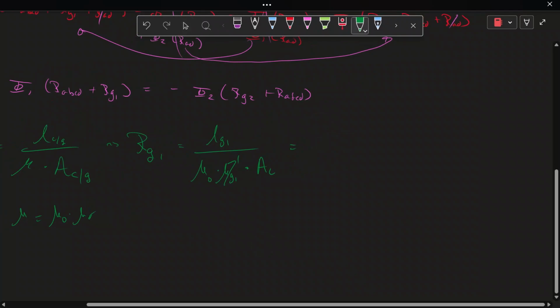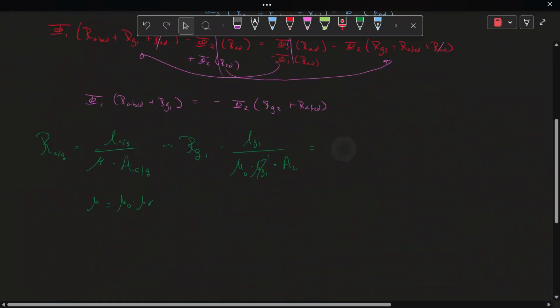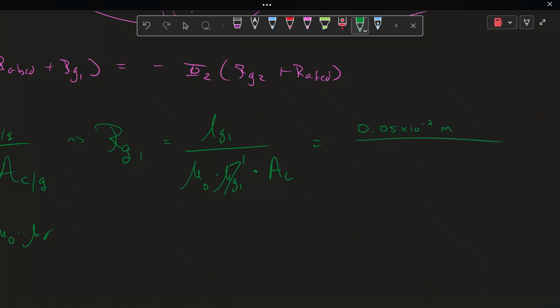And what do we know? The length of the air gap 1. Length of air gap 1 is 0.05 centimeters, or 0.05 times 10 to the minus 2 meters. Remember, units are going to be very important in this class. Make sure to get used to writing them. Mu naught, which is 4 pi times 10 to the minus 7. And the units for this are henries per meter.